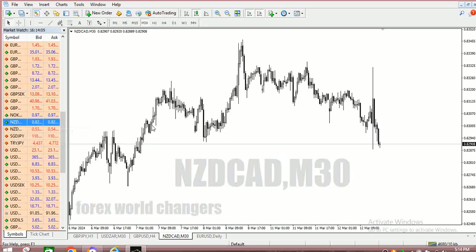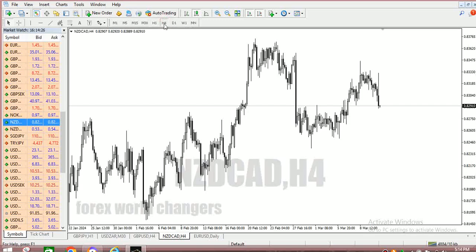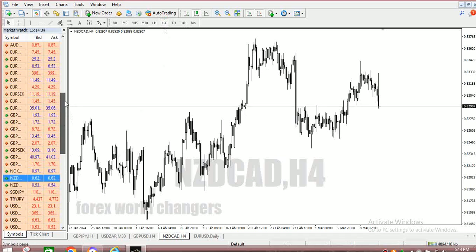NZDCAD. The oil. These kinds of spikes always tell something. The price in the Forex market doesn't move randomly, guys. Just know that there's no random movement. It's always telling something. So there's nothing actually to see at this point. Let's look at some other setups.